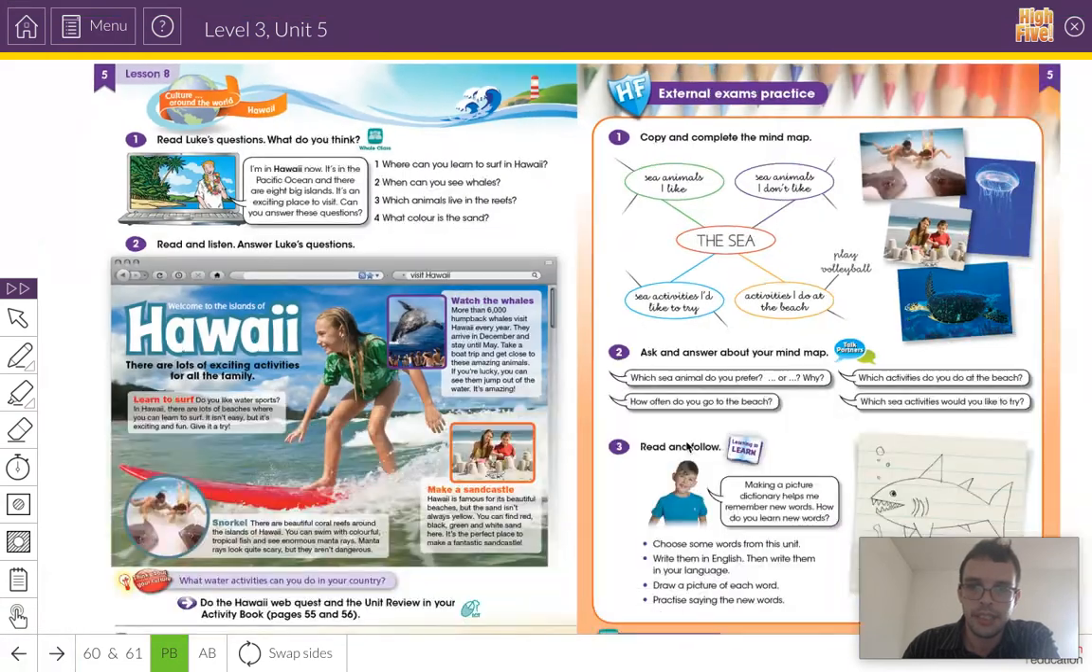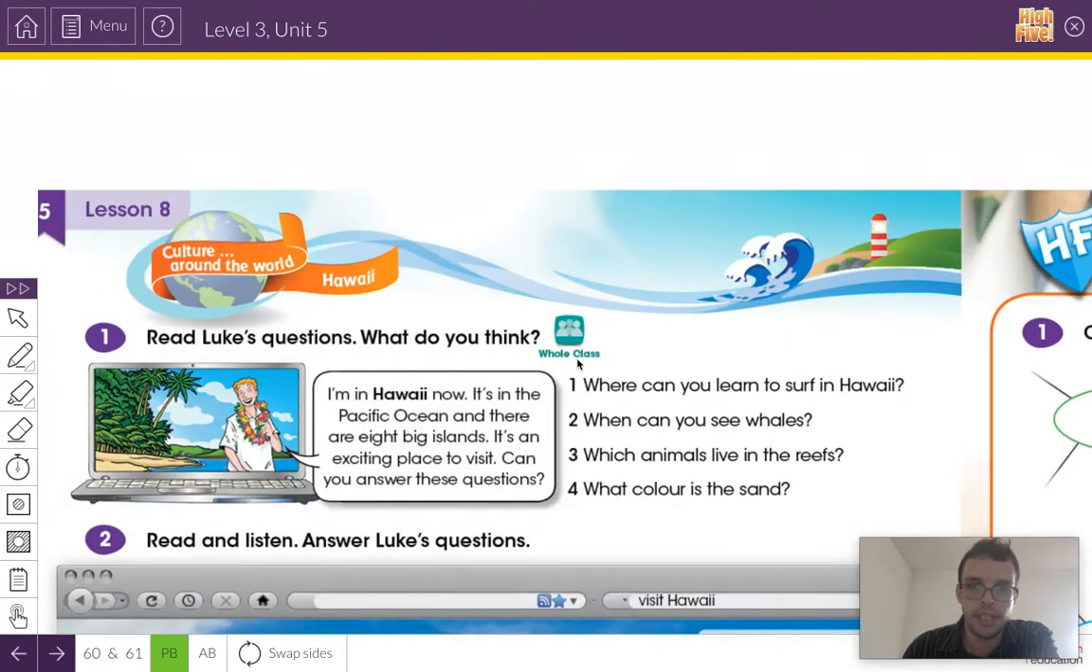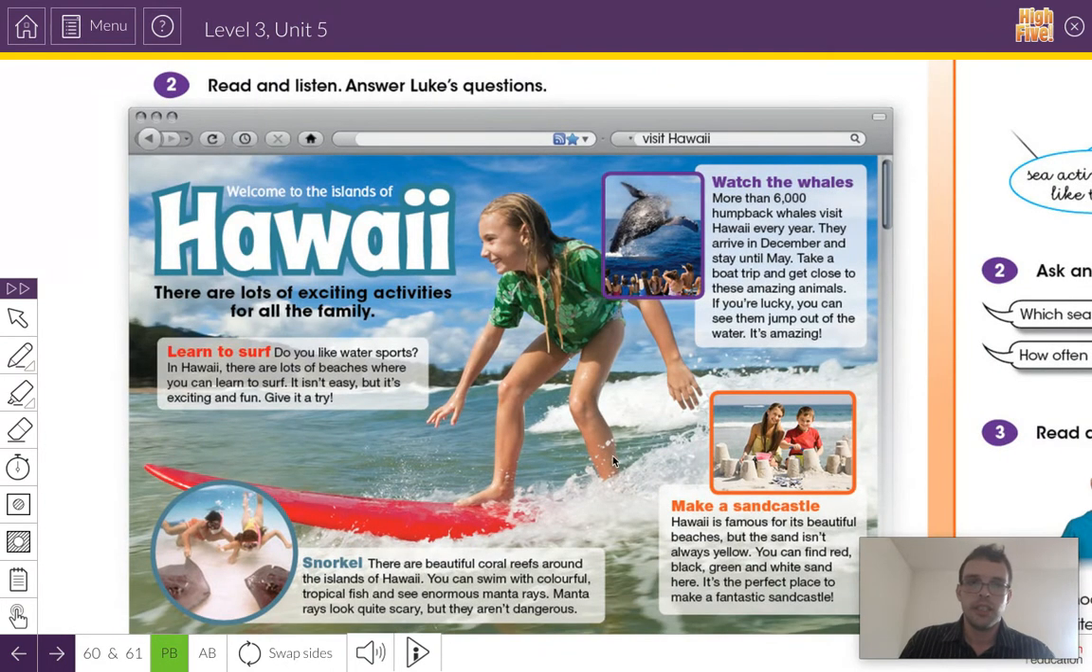Now, here we've got 4 questions that we have to answer. We are going to answer these questions in our notebook. But what we will do first is we're going to read and we're going to find the answers to the questions. Okay, so let's read about Hawaii. We're going to read and listen. Okay, read and listen.